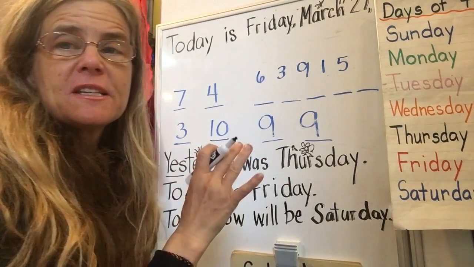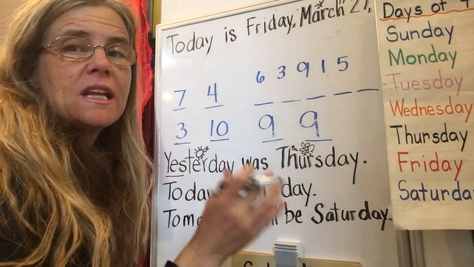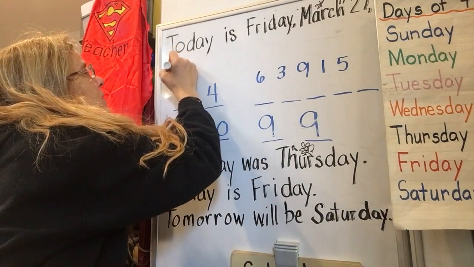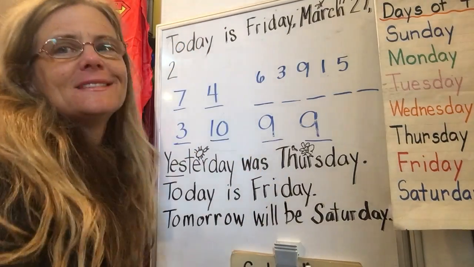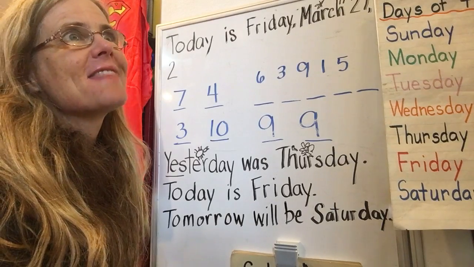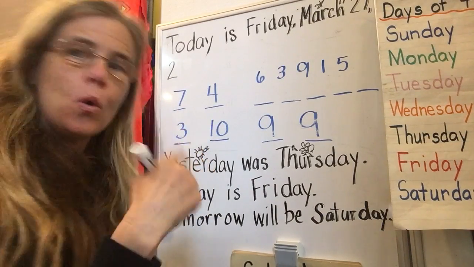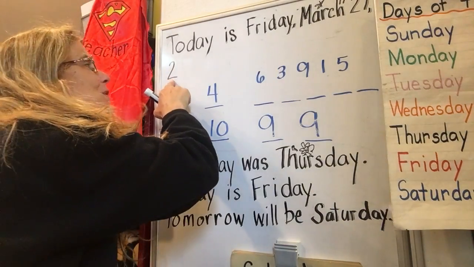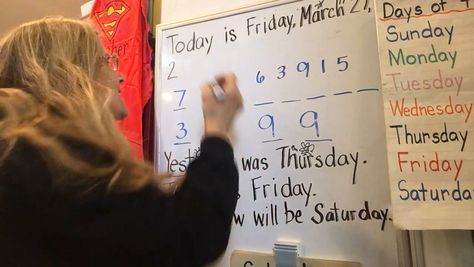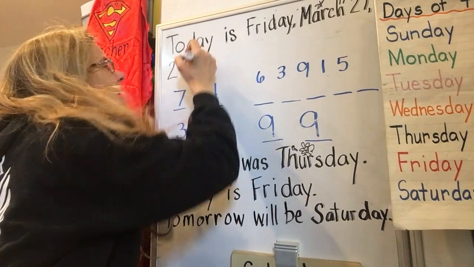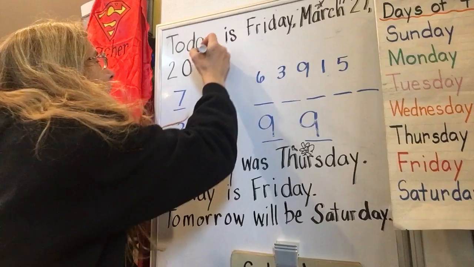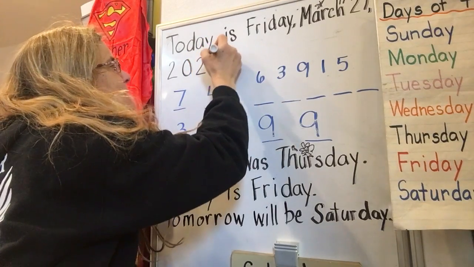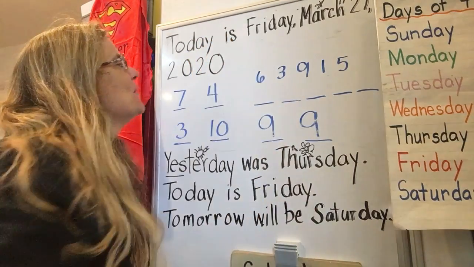And I don't need to put a space here because I'm sweeping back and I'm writing 2020. I put a 2 in the tens place. It's not the tens place. It's the thousands place. Let's try again. I put a 2 in the thousands place. I put a 0 in the hundreds place. I put a 2 in the tens place. I put a 0 in the ones place.